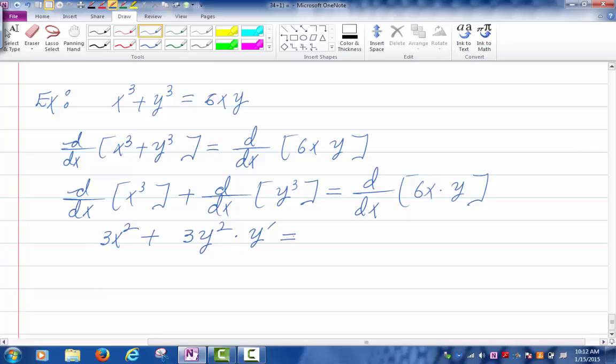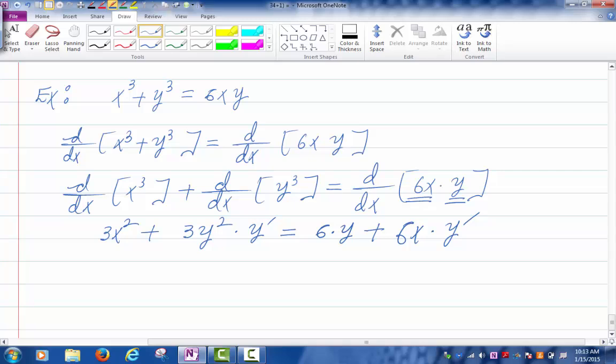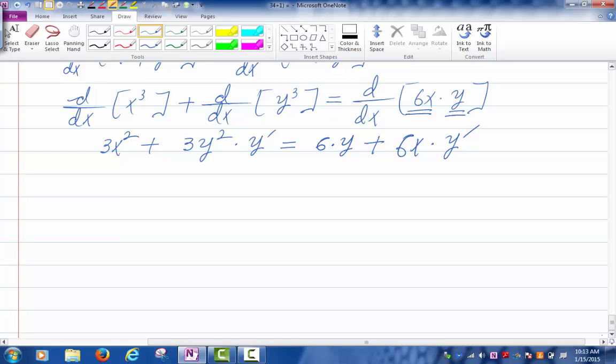On the right hand side, I have two factors. One is 6x, the other factor is y, right? Again, y is a function of x, so you have to apply the product rule. By the product rule, you take the derivative of the first factor, which is 6, multiplied by the second factor as it is, plus the first factor as it is, multiplied by the derivative of the second factor, which is y prime. Basically now I have to solve for y prime. Usually the mistakes that I see in exams are on the right hand side: people forget to apply the product rule.